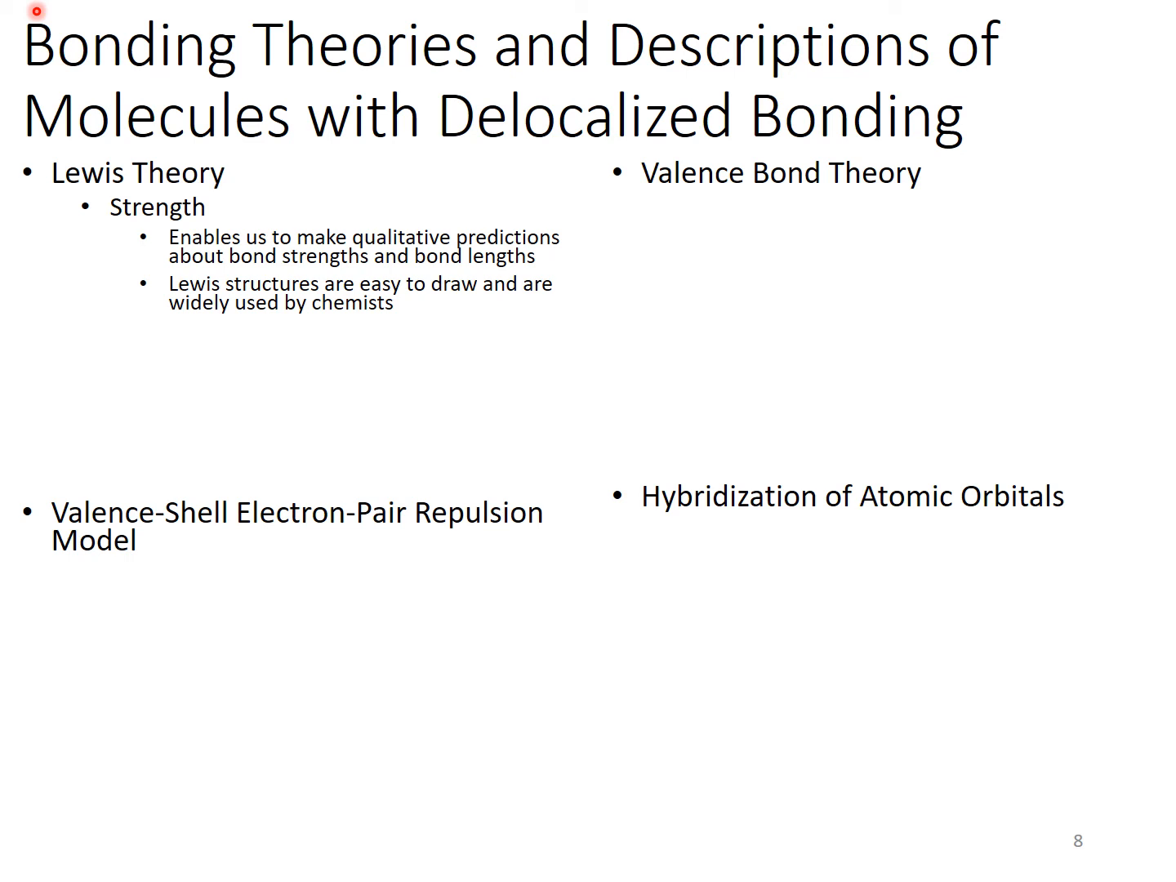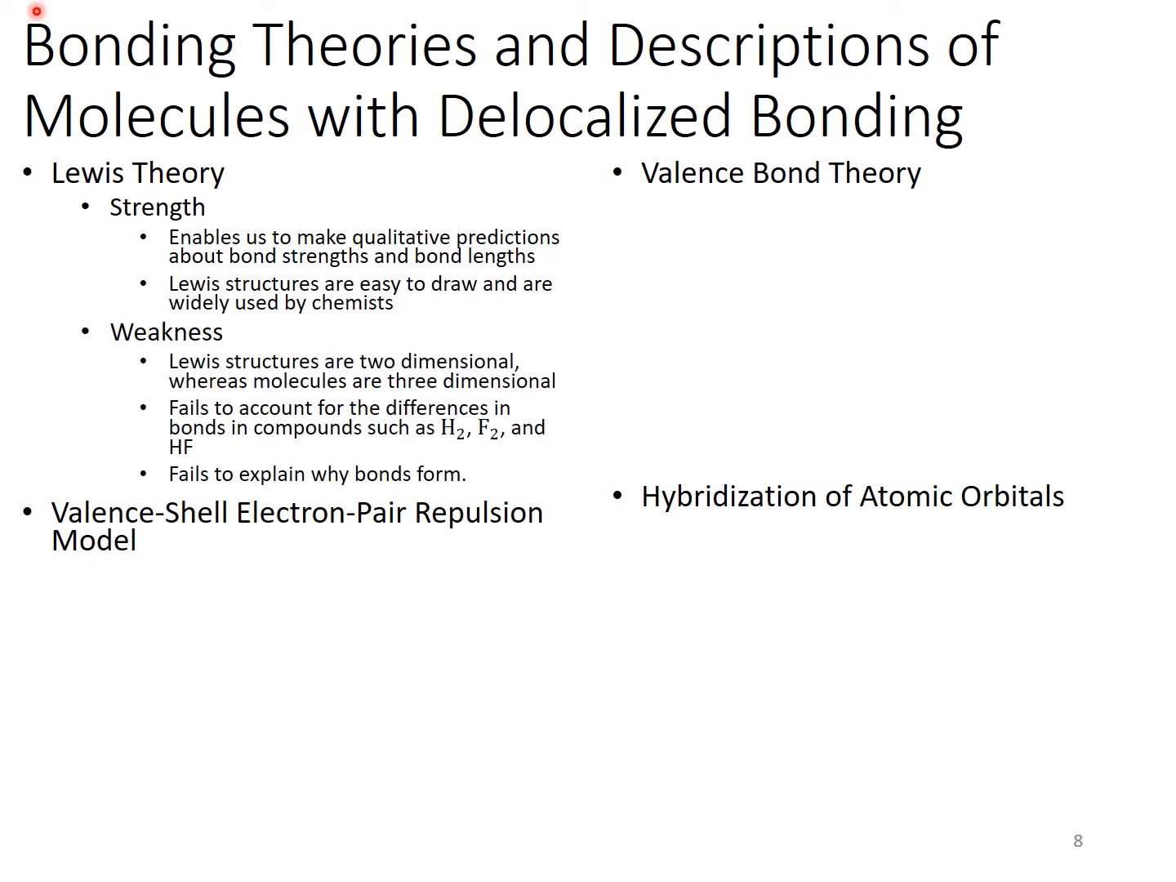Okay, so for Lewis theory, some strengths are that it gives us some sort of prediction about bond strength and bond lengths. Right? If there was a single bond, we knew that that was longer and weaker than a double bond, and a triple bond being even stronger and even shorter than a double bond, right? And they are pretty easy to draw, and they're widely used by chemists. It's a very common starting point, and you need very little information to start it. You just need to know the number of valence electrons in your system and a few basic rules about how to construct it. So Lewis dot structures and Lewis theory are really helpful in that regard. It's a model, so it's not perfect, but it does have its uses.